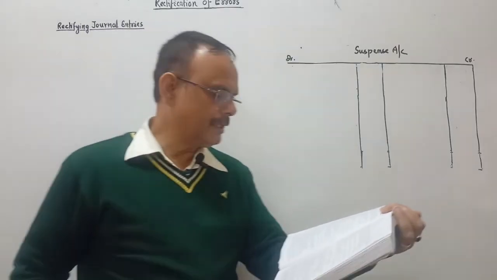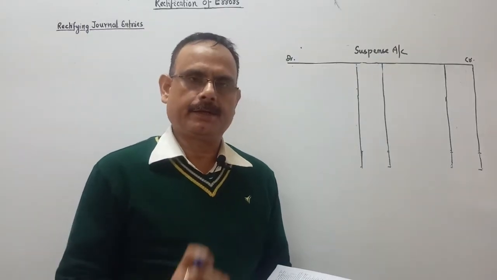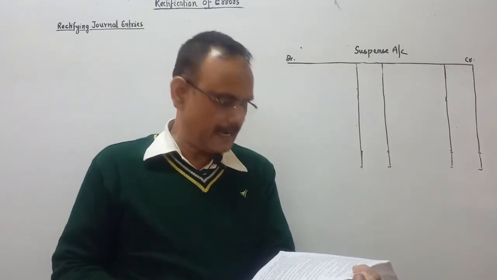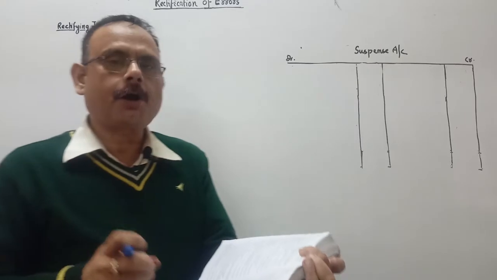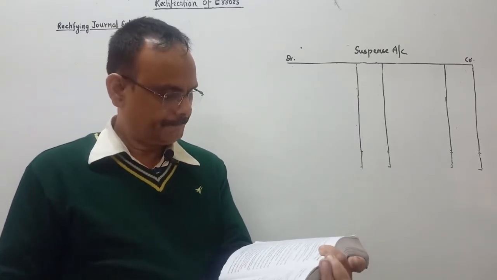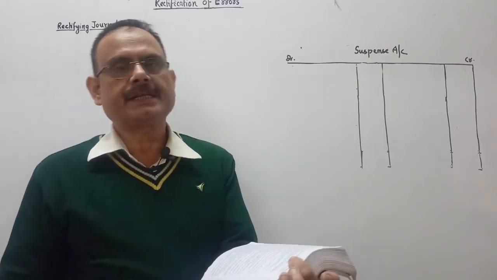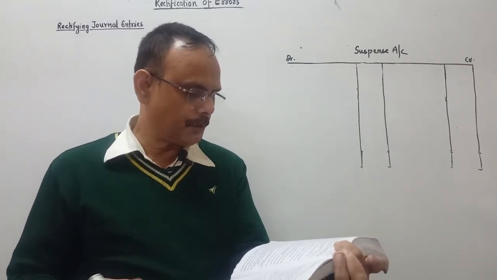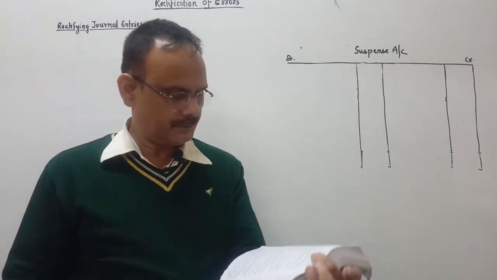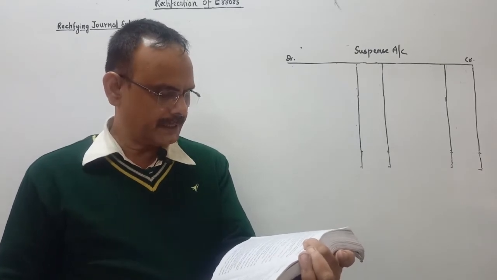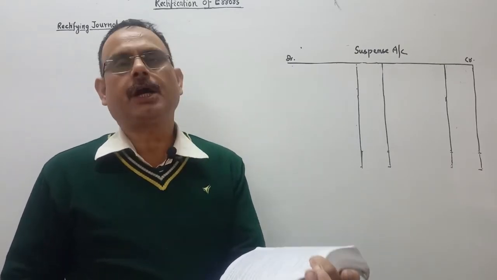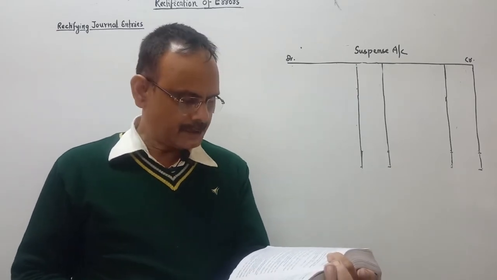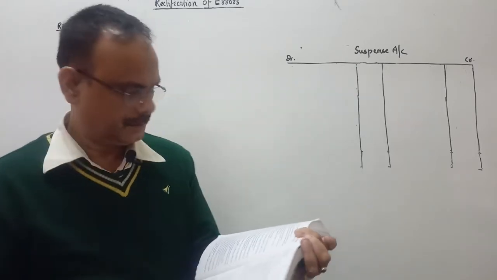During the course of an accounting year, the accountant prepared a trial balance which did not tally. He put the difference in a suspense account. Subsequently, he located the following errors in the books of account. So first one is the total of return outward book, 21,500, has not been posted.